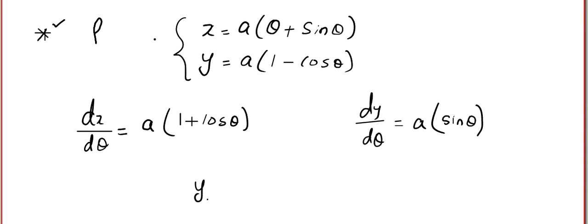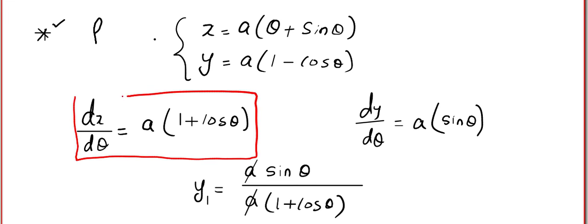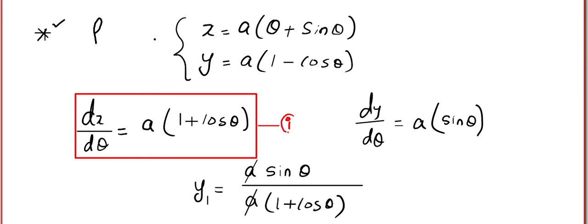Now I am going to find y1. y1 means dy by dx, and that is given by dy by d theta divided by dx by d theta, and that will be a sine theta, the whole divided by a into 1 plus cos theta. So I think you are quite okay up to this, and I want you to put our dx by d theta in a box. And if you want, you can call it equation number 1.